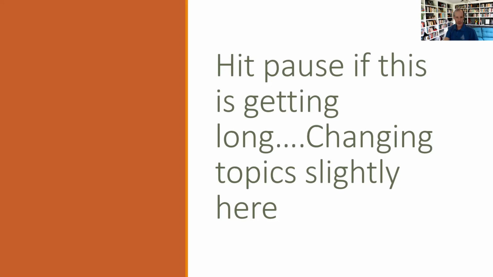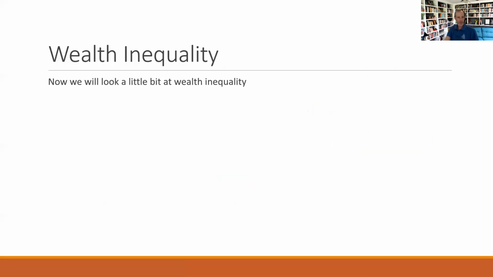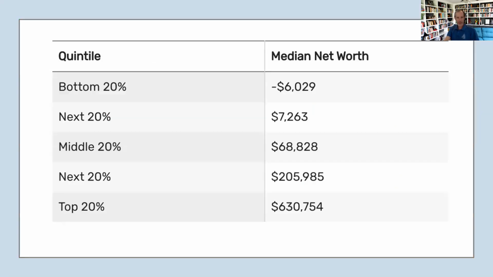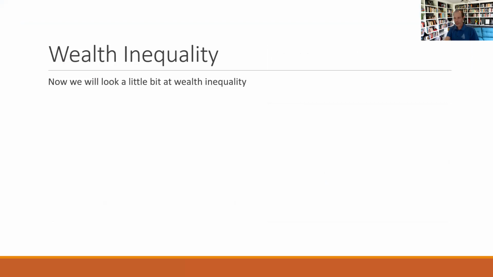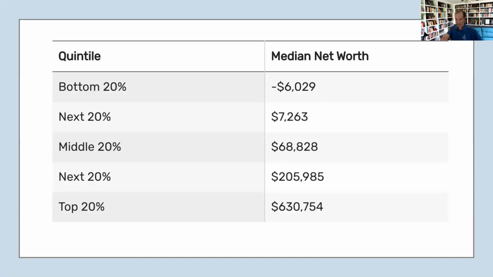Okay, so now we're going to look at wealth inequality. And so remember, wealth inequality is the total amount of money that a person or a household is worth. So our familiar quintiles here are 20% brackets.